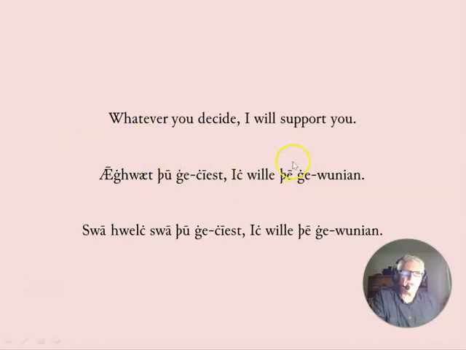Now here's that "the" I was telling you about. The long E there. This is pronounced "the" and is you, the accusative of you. "The" is the indeclinable particle, which is which, who. Okay. Another way of saying whatever you decide will support you is as follows. Okay, so just different ways of saying it. Whatever.